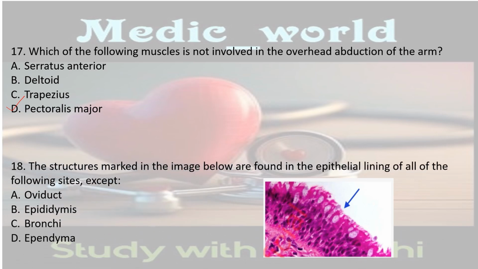Now the next question. The structures marked in the image below are found in the epithelial lining of all of the following sites except. First of all, the image shows an arrow pointing towards the cilia. All the structures given in the options have a ciliated lining epithelium except the epididymis, which is lined by pseudostratified columnar epithelium with stereocilia. So the answer is option B, that is epididymis.